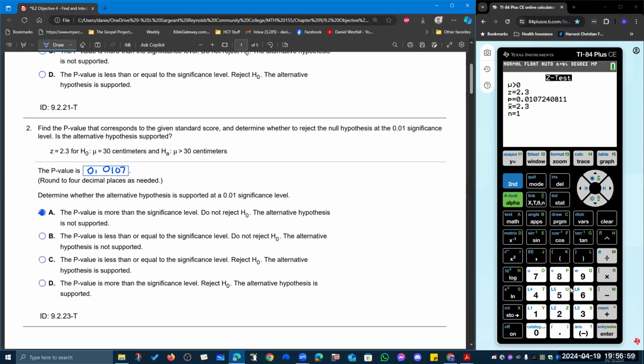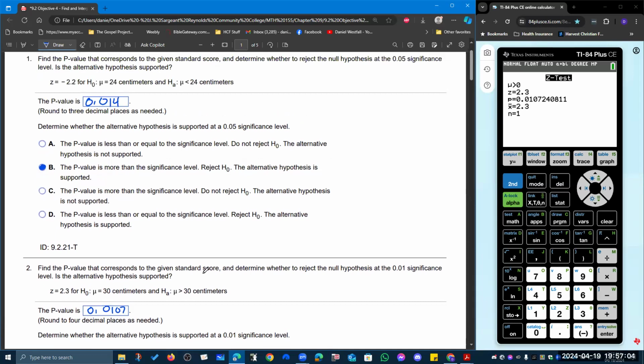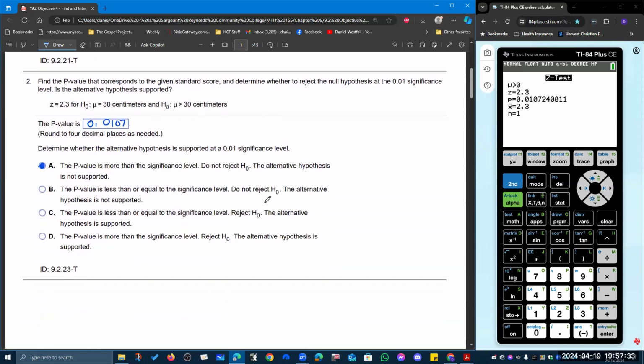Let's make sure that I said that correctly up here. I chose the wrong one up here. There we go, that one. The p-value is less than or equal to the level of significance. Reject H naught. The alternative hypothesis is supported.